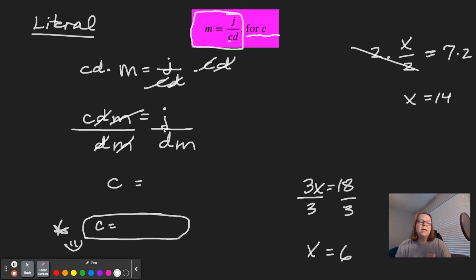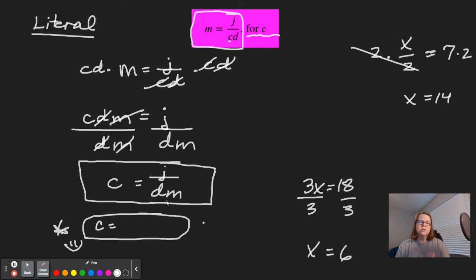All right, and then over here, I've got J over D times M. Now, don't let it bother you that it looks so strange and weird, but J over DM is not something that you can do anything with. That is your solution, your answer. That is your final product, I guess you'd say. So when you get to that point, there's nothing else to reduce, nothing else to do. It said solve for C, and you did that. So all good.